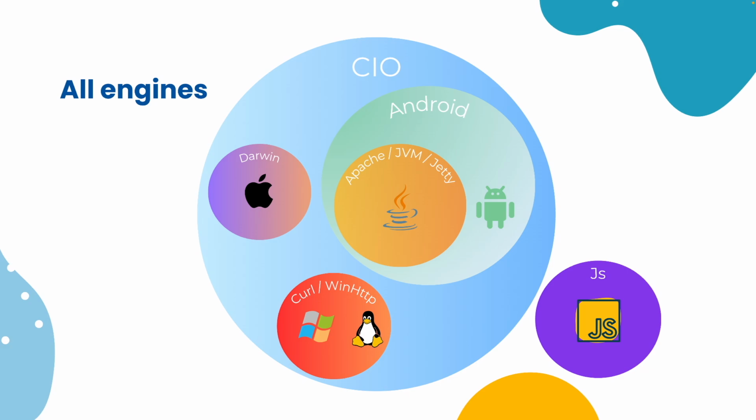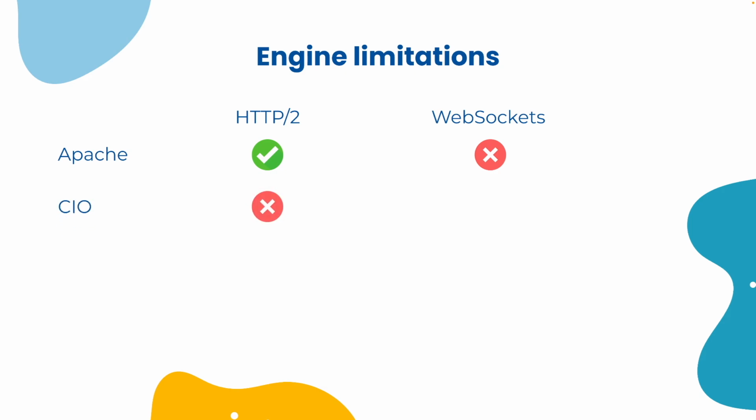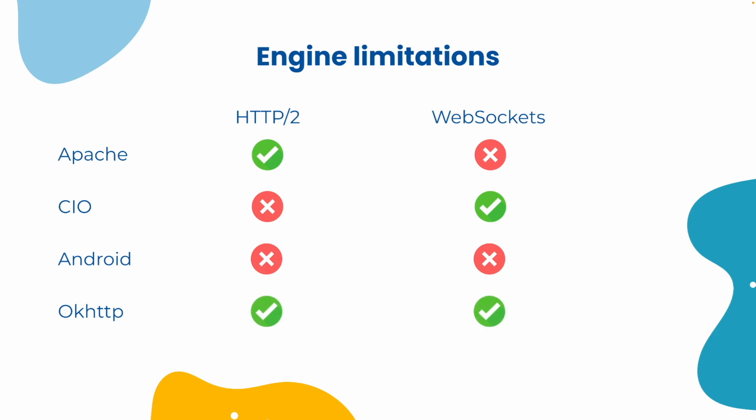One thing you should also keep in mind when working with these engines is that they might have certain limitations. For example, using Apache, you won't be able to connect to WebSockets, but you will be able to make HTTP/2 requests, which is not the case with CIO. However, WebSockets will be available to you in CIO. See where this is going? What can an Android engine support? Neither. And what about OkHttp? OkHttp can do it all. That's why you should always consult the documentation in case you have any doubts about functionality or the platform where it can be used. I'll leave a link to that in the description below.